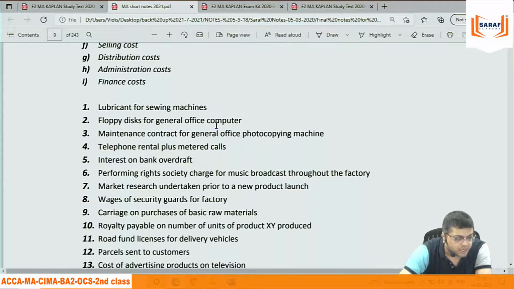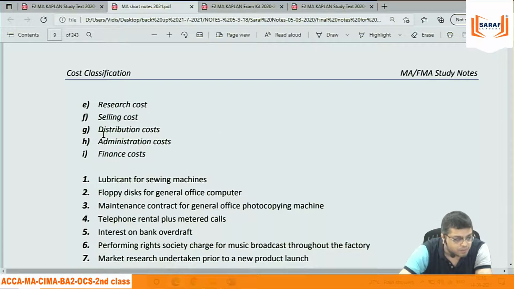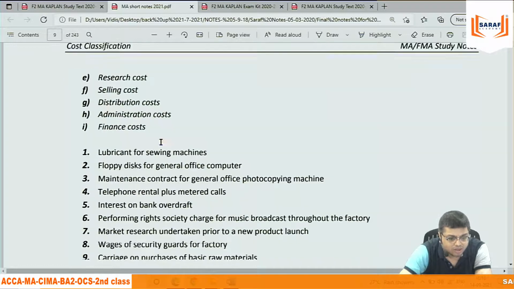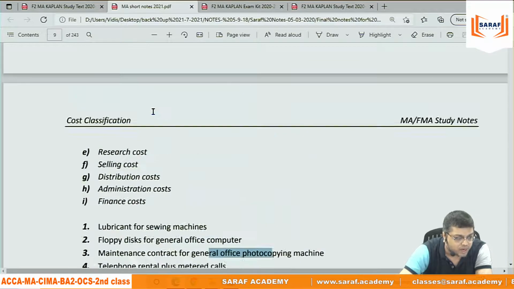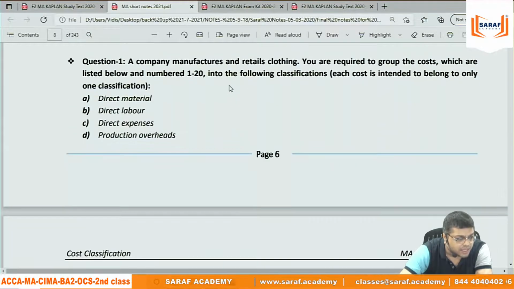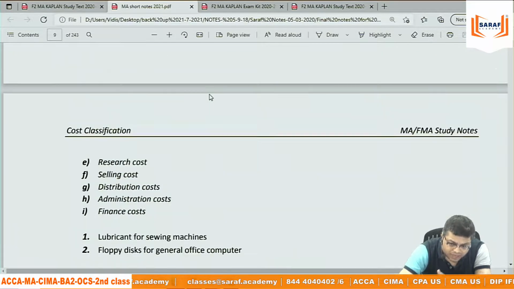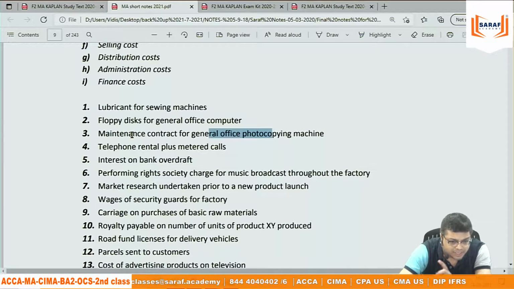Floppy disk for general office computer in the office. Office means administration cost. Then maintenance contract for general office photocopying machine, again administration. They have written here that each cost is intended to belong to only one classification. In one classification there can be more costs, but the maintenance is only one.